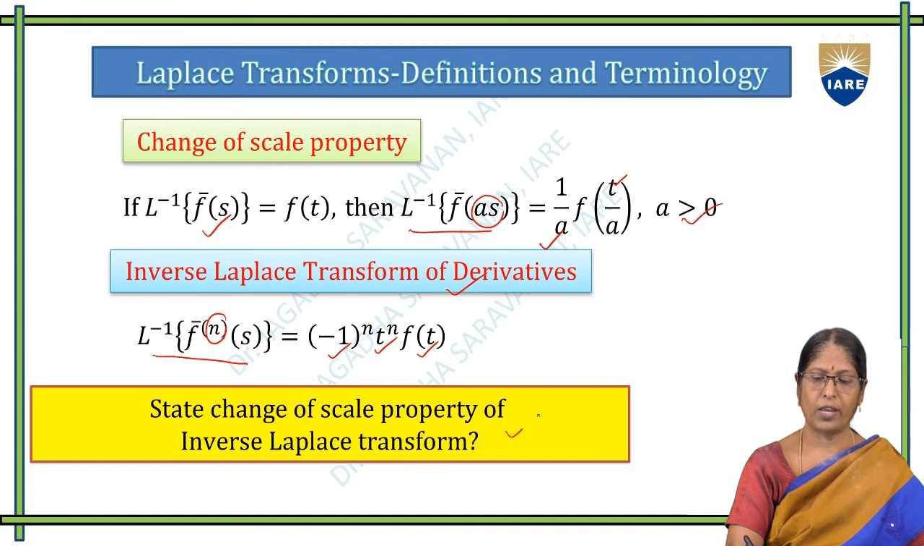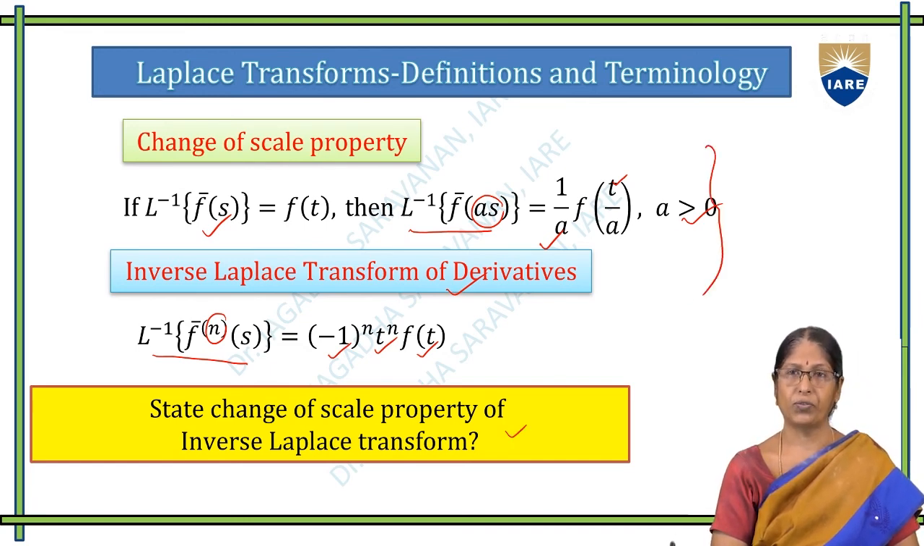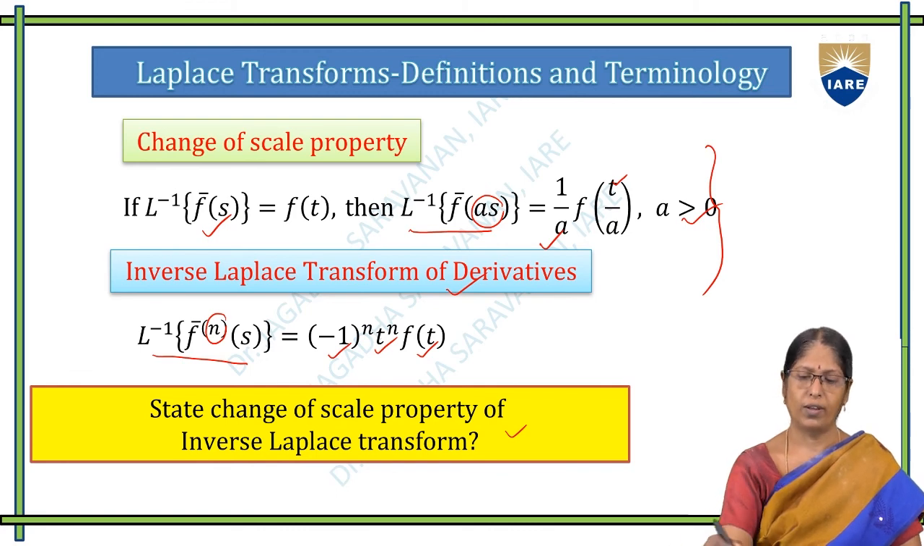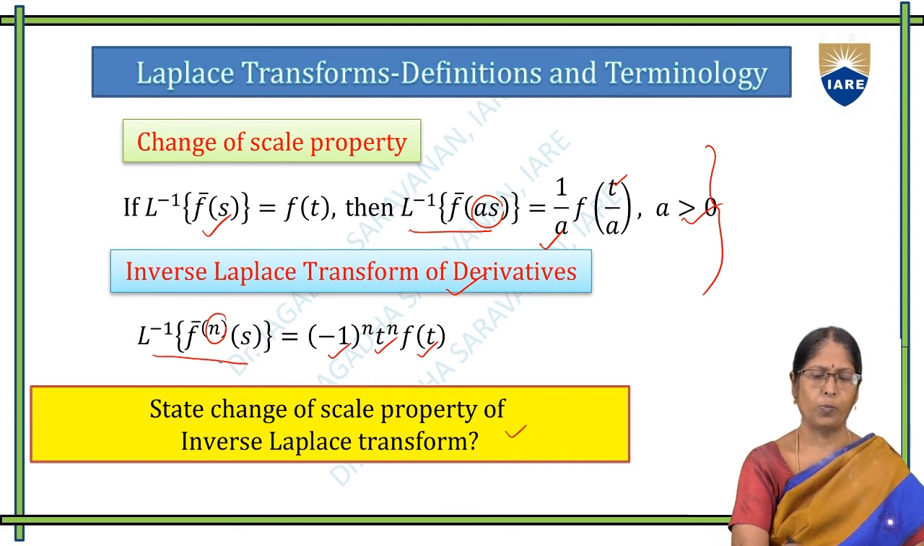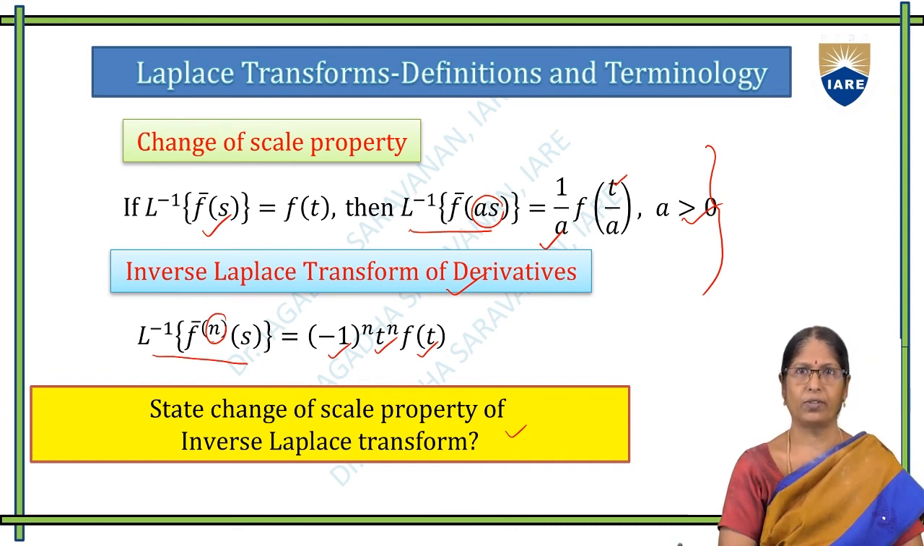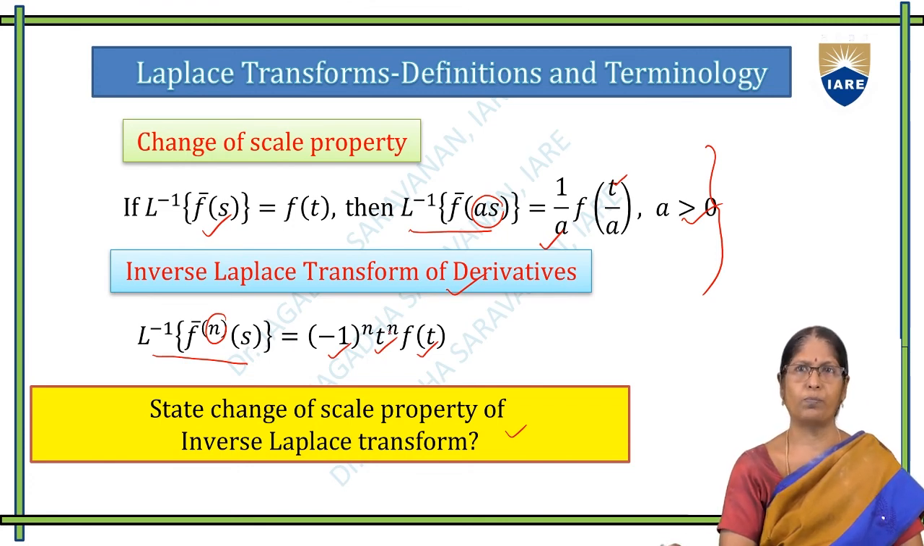So what type of questions can we expect here? That is, the change of scale property or the derivatives questions. Any question can be asked, even simple short questions like this: if the derivative is taken n times in the inverse Laplace, the t has what power? The answer is n. N times we are taking the derivative, so t will have the power n.